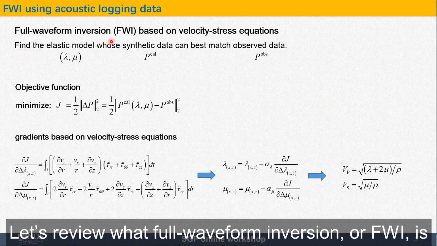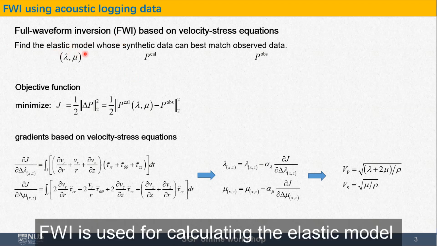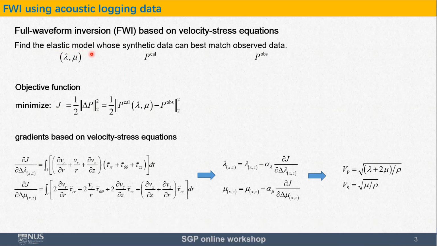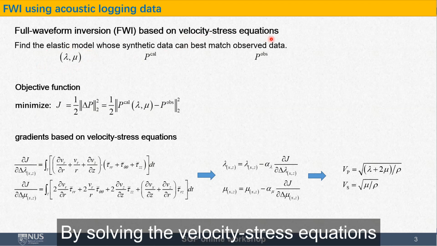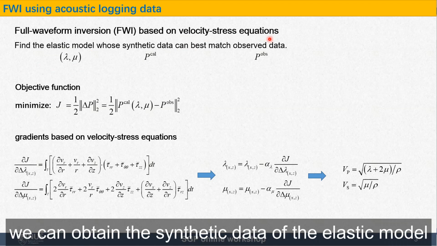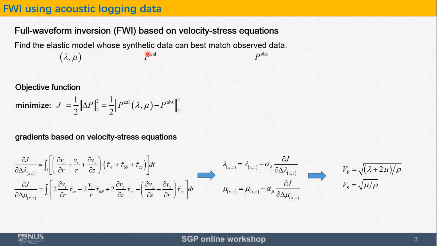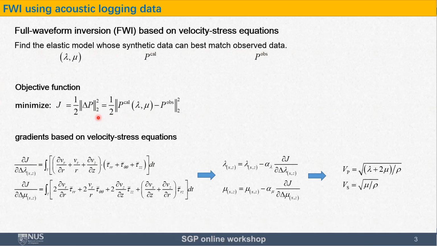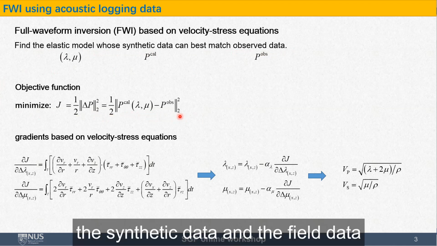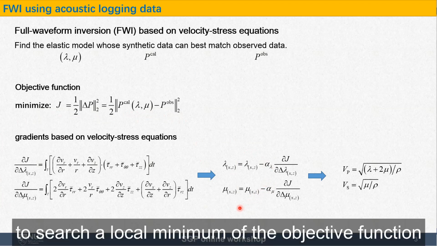Let's review what full waveform inversion, or FWI, is. In our project, FWI is used for calculating the elastic model of formation rock around a borehole. The elastic model contains two elastic moduli, which are lambda and mu. By solving the velocity-stress equations, which are a set of elastic wave equations, we can obtain the synthetic data of the elastic model. The goal of FWI is to find the elastic model whose synthetic data can best match the observed data, or the field data. The objective function in a norm 2 represents the misfit between the synthetic data and the field data. We use the gradient descent method to update lambda and mu to search for a local minimum of the objective function.